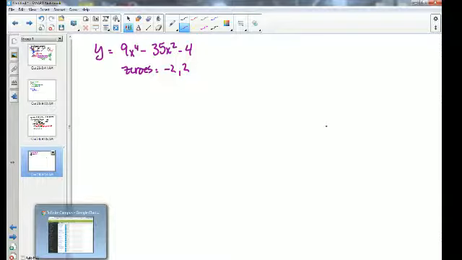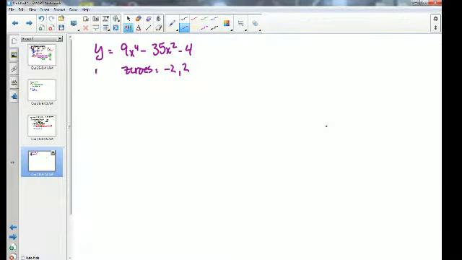So that has 2 real zeros. How many complex would it have? 4, but we've already used 2 of them, right? So there are 2 complex roots as well, which we are not going to work on figuring out yet. Okay? So just keep that in mind. 2 x-intercepts and then 2 complex roots.